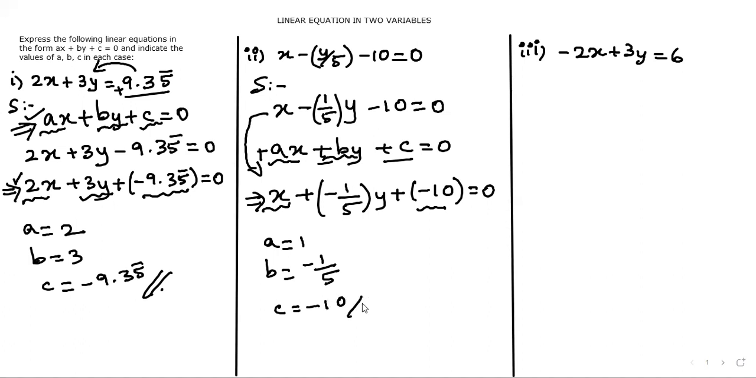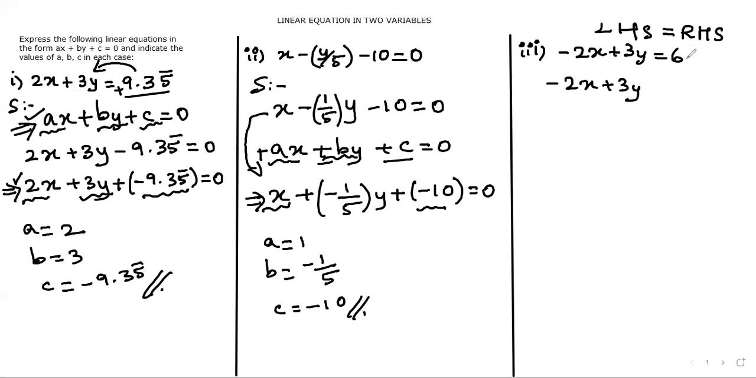Okay. Now let us go to the third question. It is negative 2x plus 3y. Just group everything to the left hand side. This is the left hand side, and that side should be your right hand side. Left hand side, right hand side. Just equate them.